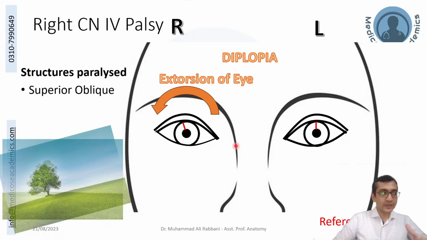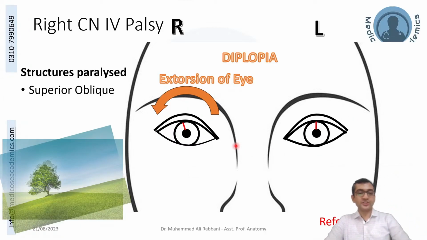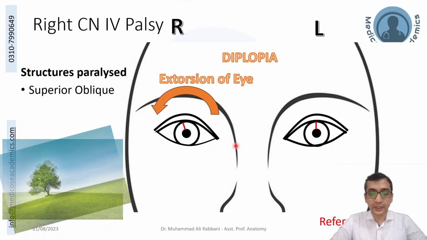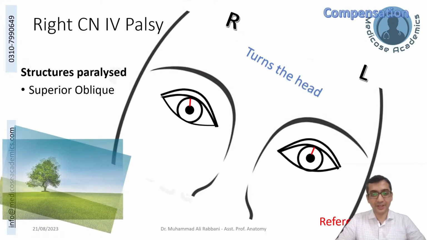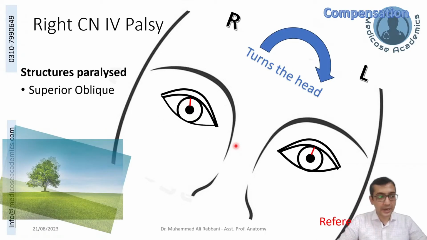Now diplopia is very irritating. You cannot see clearly, you cannot move clearly. How do we compensate for that? Not we, any person with that. That person turns the head, that person tilts the head. You see, by tilting the head, you have forcefully moved this eye again in the vertical position. You have corrected the image for that eye, but at the same time, the other eye will be moved outside.